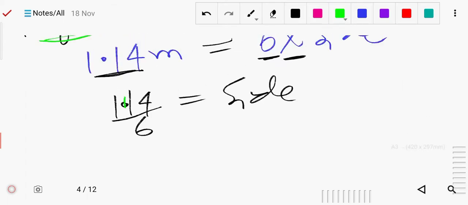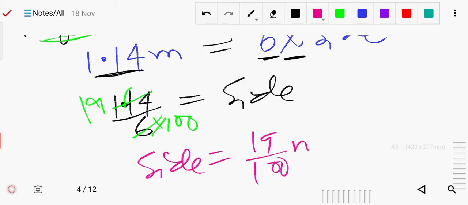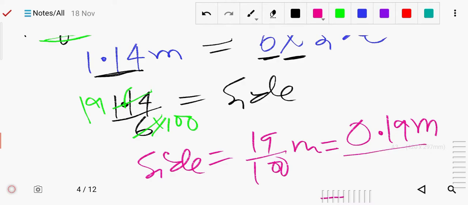So simply you can remove this point, so 100 will come here. Then divide by 6, so it will divide 19 times. Okay, so 19 times it will divide. So here you can write now side equals 19 by 100. Okay, and this is in meters. So again you can solve it, so you can write 0.19 meter. Okay, so the side of the regular hexagon is 0.19 meter.